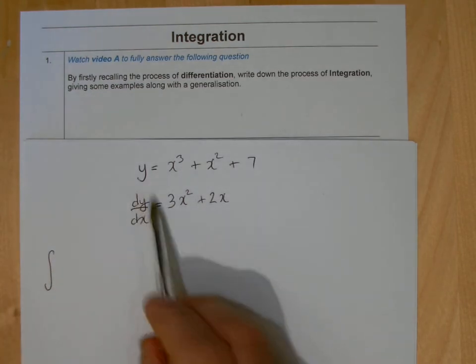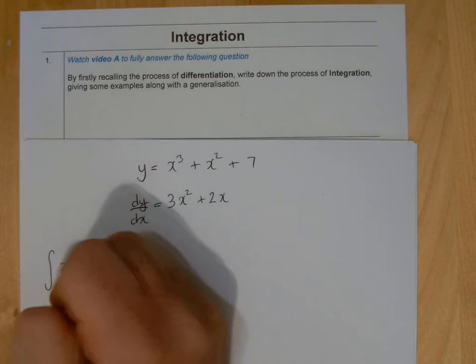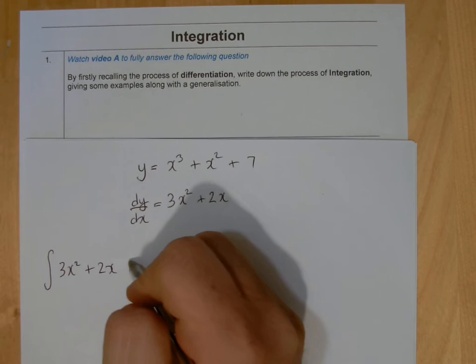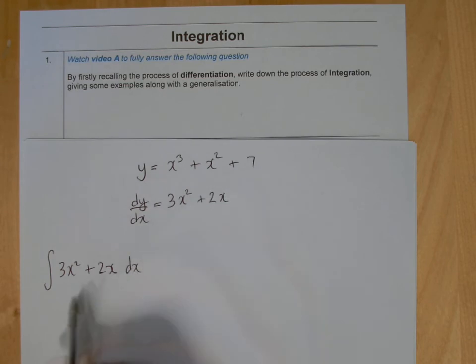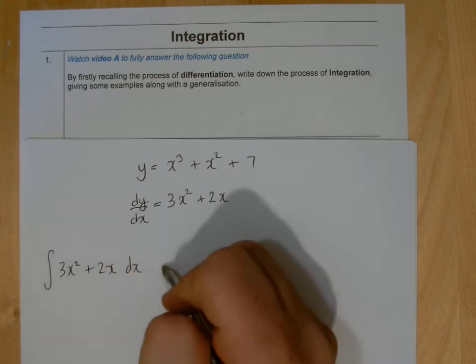When we differentiate, we write down dy by dx, but when we want to integrate, we use this symbol here. It's a bit like an elongated S. So you've got 3x squared plus 2x, and every time you have to write at the end dx, because what we're saying is we want to integrate with respect to x. So that's what that means there.